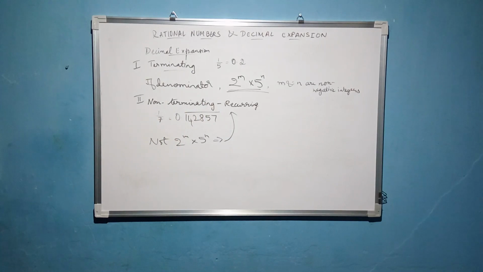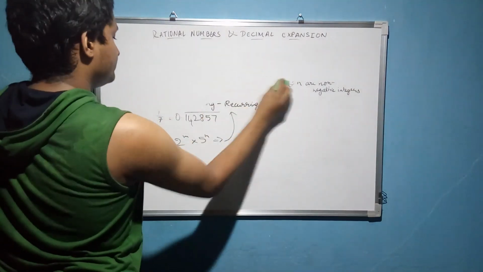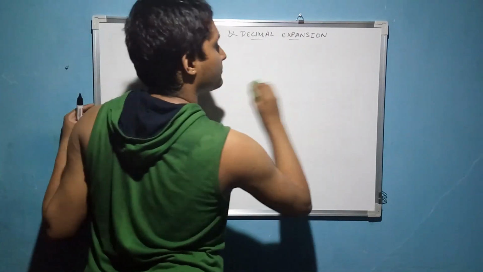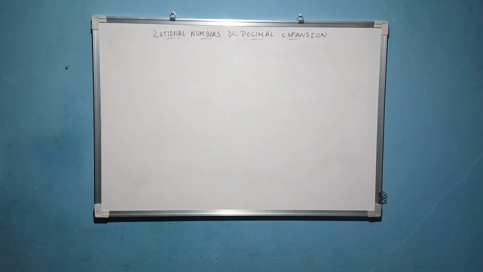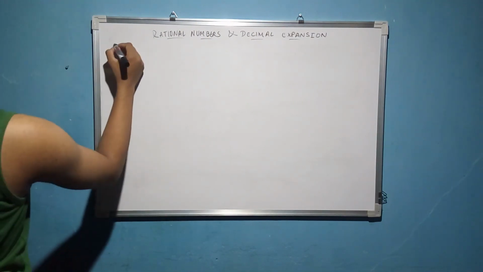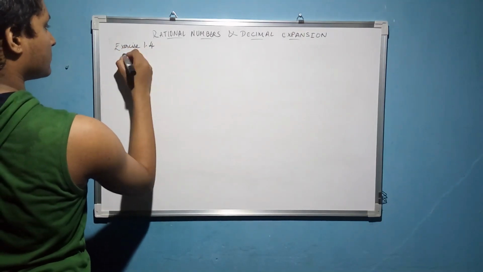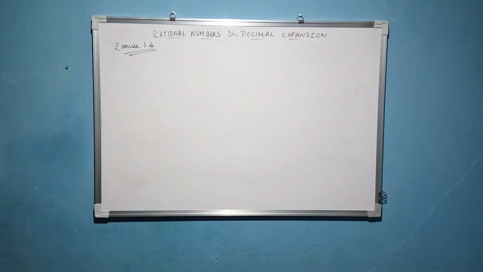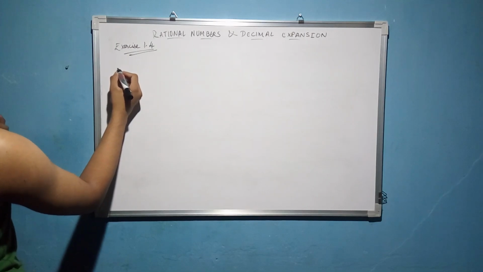Let us go to the exercise and just see some of the questions. I pick up some of the questions and then just see. Some questions like this. We need to check in exercise 1.4 whether the decimal expansion is terminating or non-terminating recurring.